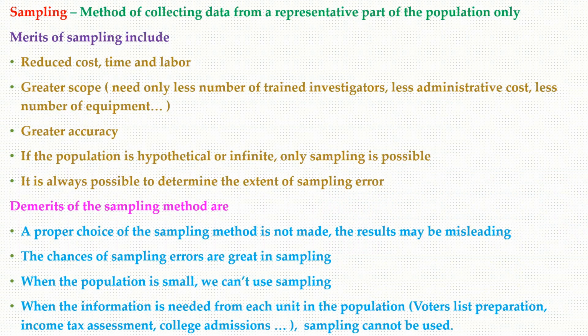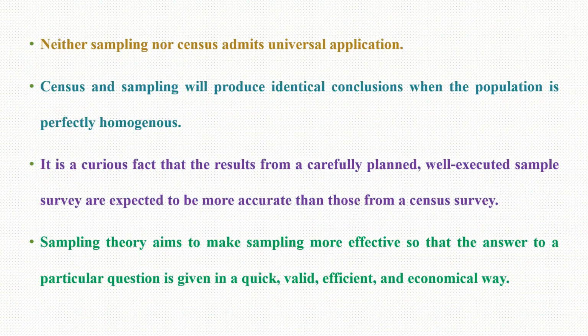Second, the chances of sampling errors are great in sampling. Next, when the population is small, we can't use sampling. Then, when information is needed from each unit in the population, sampling cannot be used. These are the disadvantages of the sampling method.